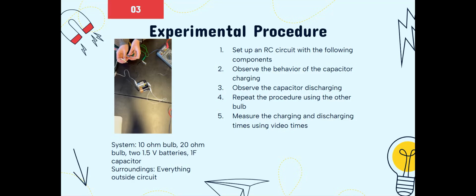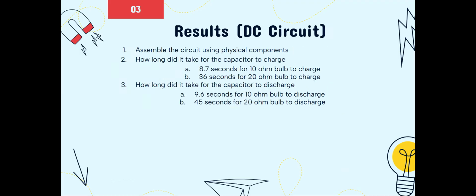And for our RC circuit, we set up our RC circuit with the following components. We observe the behavior of the capacitor charging and then discharging, and we repeat the procedure using the other bulb. And we measured the charging and discharging times, and we used a video timer. And so our system is basically our RC circuit, and it's the 10 ohm bulb, the 20 ohm bulb, the two 1.5 volt batteries, and the 1F capacitor. And the surroundings are everything outside of the circuit.